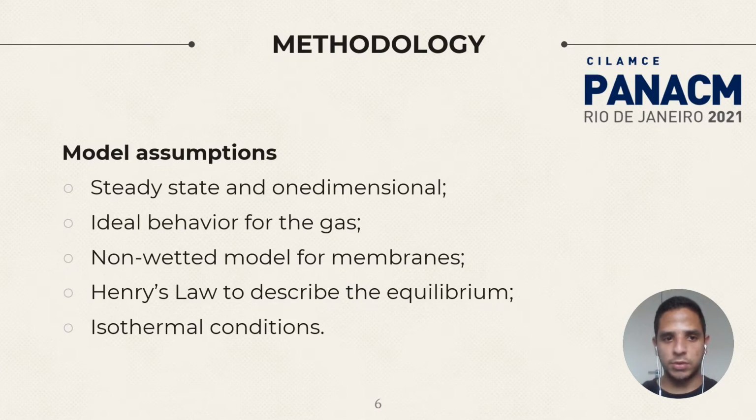We have some considerations for the model. First of all, we have the steady state, so our system has no variation in time, and our model varies just with the axial coordinate, which means that our model is one-dimensional. To describe the behavior of the gas phase, we used an ideal behavior, so the gas varies with the concentration of CO2 and the pressure drop in an ideal way. We have a non-wetted model for the membranes, which means that there's no liquid inside the pores of the membrane. To describe the equilibrium at the interface, we use Henry's law, and that interface is located on the internal surface of the membranes. And we have isothermal conditions, which means that the temperature remains constant in the entire process.